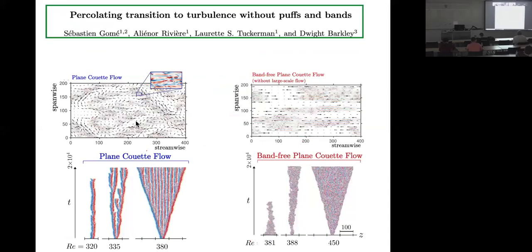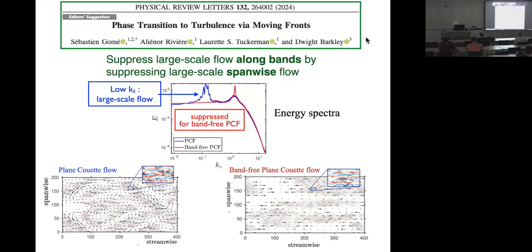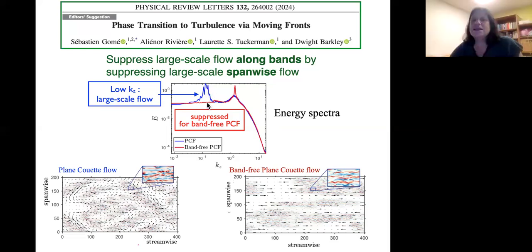Can I ask you, how does it do the suppression? Is it done just by filtering the spectrum at any time? Yes, it constantly takes out the low K spanwise modes.